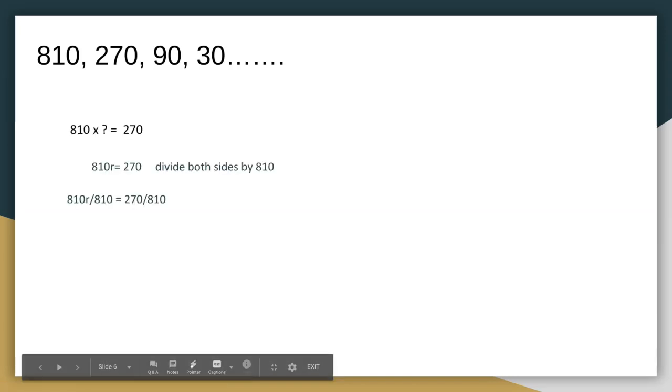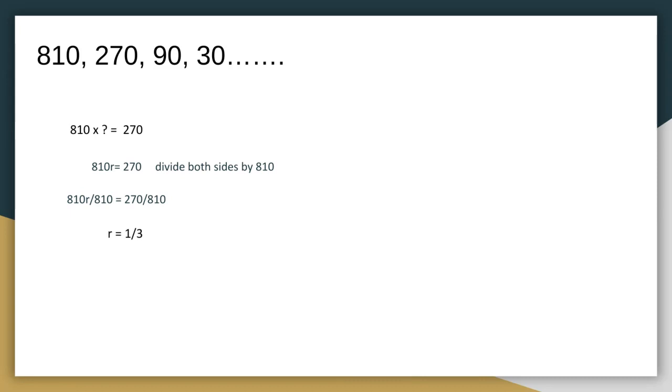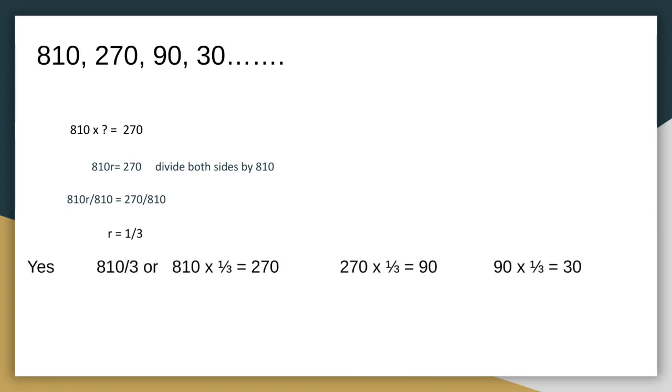Okay, so we say R is 1/3. In this case, yes, 270 times 1/3 is 90. Or we can type into our calculator 270 divided by 3. 90 times 1/3, or divided by 3, is 30.